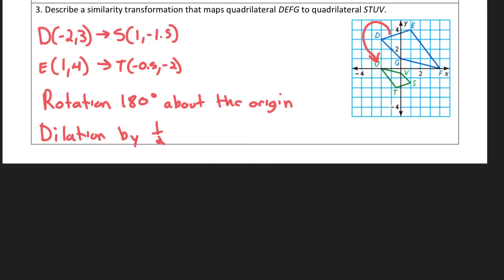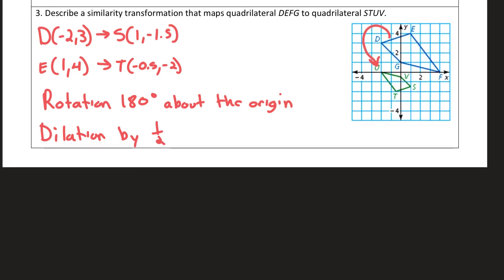Okay, so for this final example, I really only used 2 points to see my pattern. From this, I can tell from the beginning that this was some sort of rotation. It looks kind of like a reflection, but if you look closely, it's a rotation 180 degrees around the origin. That's the first thing I saw. The second thing I saw was that every value from D to S, E to T, it was like I was dividing by 2. So I knew that was a dilation by a scale factor of 1/2 because I was reducing this bigger shape to get the smaller shape. That's why my dilation was a scale factor of 1/2 and not 2, because this was another reduction.